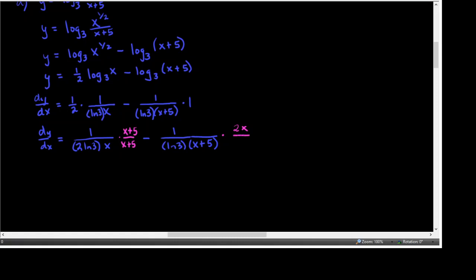So that's all I need, so I have to multiply by this form of 1 for the second fraction to get a common denominator. Of course, that was my goal. And so I'm going to have x plus 5 over our common denominator minus 2x over our common denominator.